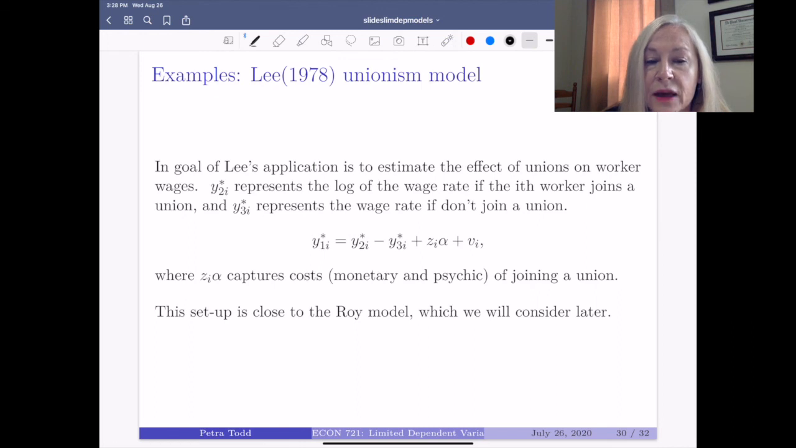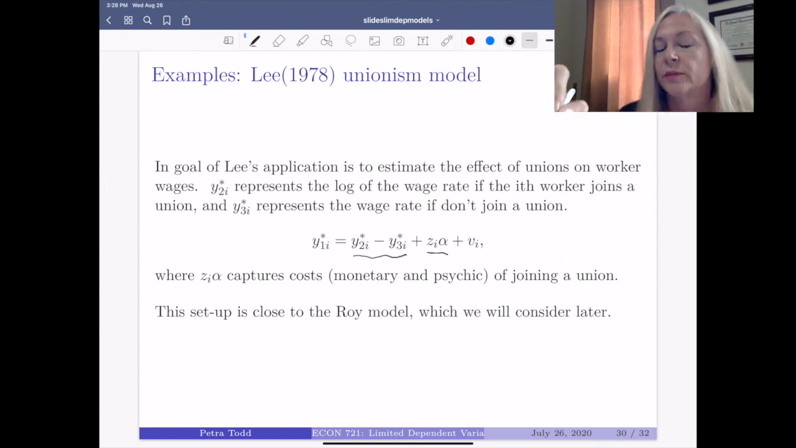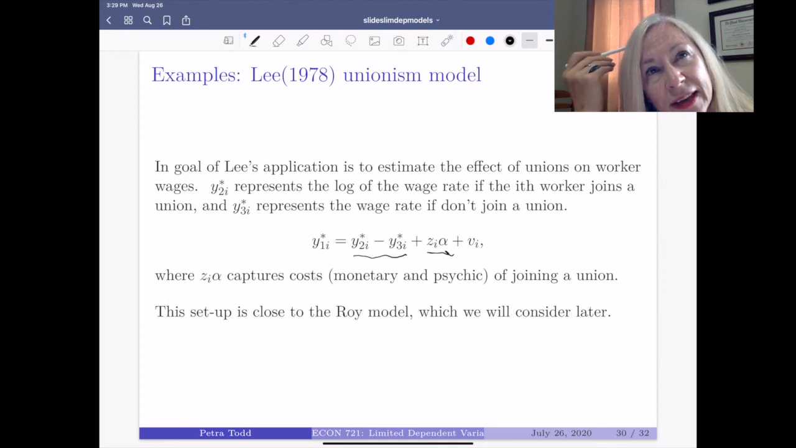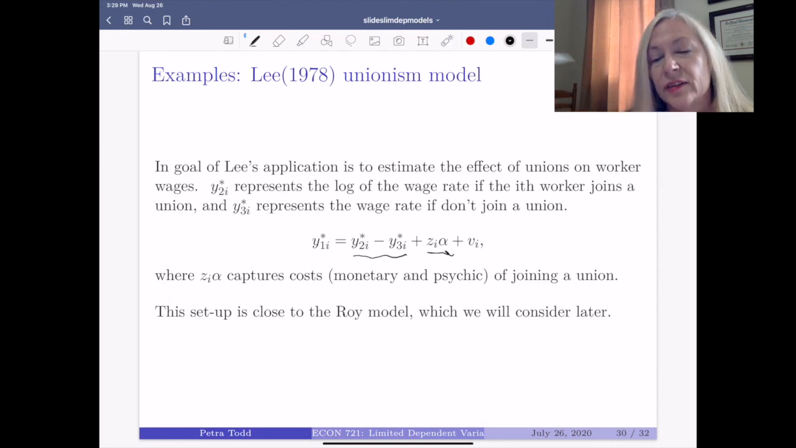So this is the anticipated benefit from being in the union. And then there might also be some other factors, monetary or psychic. A lot of times they charge dues to be in the union. Some universities even have a grad student union. I'm not sure if Penn has it, but I think every once in a while the grad students vote whether to be in the union or not. This is very similar to the Roy model setup that we'll look at later.